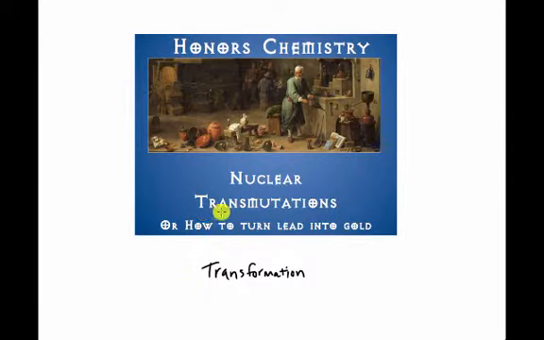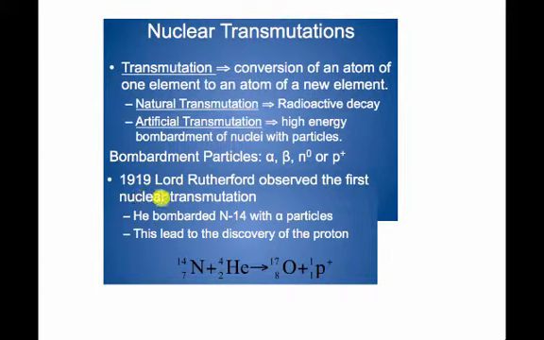Okay, anyway, so transmutation is what the alchemists were attempting to do. They wanted to turn lead into gold. So when we look at transformation, we're talking about transmutations, changing one thing to another. That's what we've been doing with these nuclear reactions. We've been changing one nucleus into another nucleus.